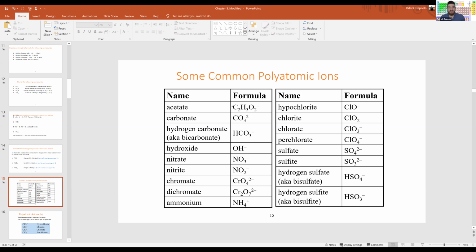So acetate is a very common one, C2H3O2. The way I remember it is CHO232, and it's a -1 charge. Carbonate, CO3, anything with an ATE, a carbonate, sulfate.